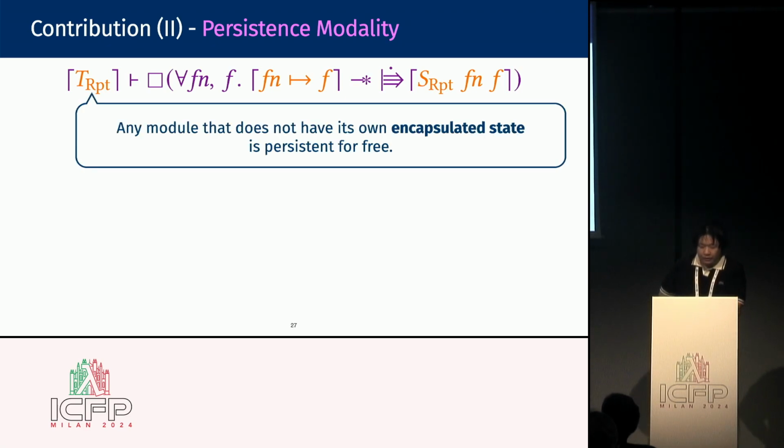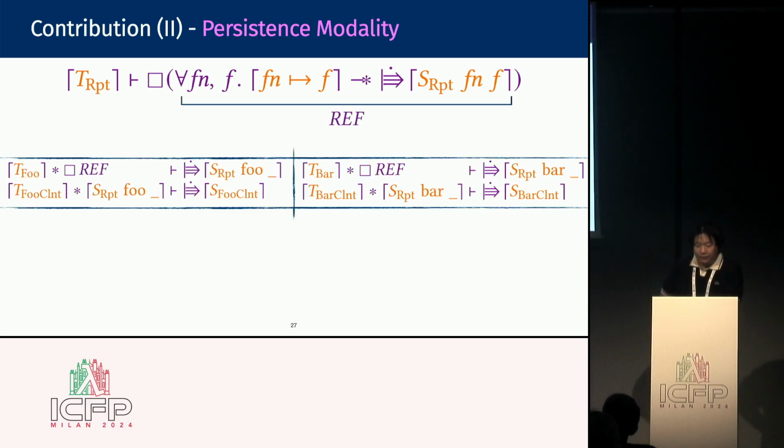Technically, any module that does not have its own encapsulated state is persistent for free. To be clear, accessing global states like memory is perfectly fine. And actually, every module written in C is persistent in our sense. Let us abbreviate the thing inside the modality as ref.